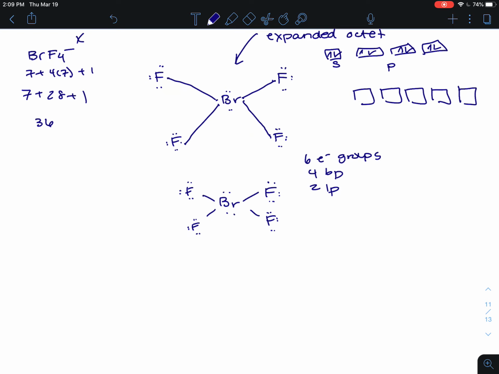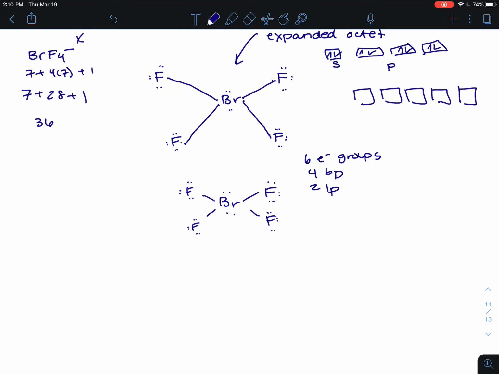That shape would be, I have to actually, square planar. So when you have 6 electron groups, 4 bonding groups, and 2 lone pairs, you have an octahedral electron geometry. And then what kind of molecular geometry do you have?